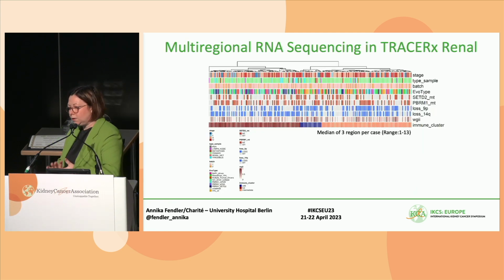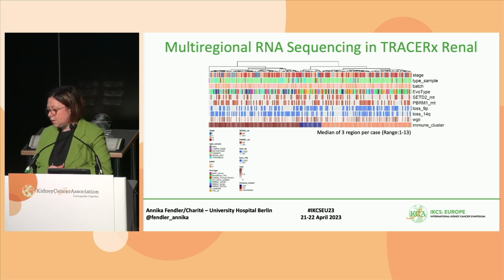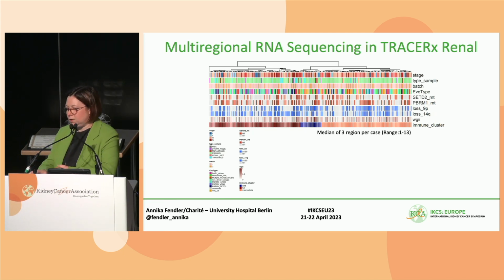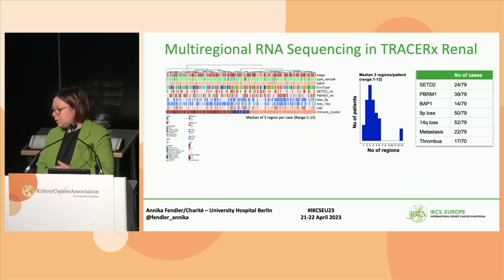So we took regions from this cohort and performed bulk RNA sequencing, and we did this in a total of 232 regions of 80 of these tumors. The median of what we sequenced was 3 regions per case, ranging from 1 to 13. And we selected cases so that we had a good representation of genetic alterations. You can see that on the right-hand side.